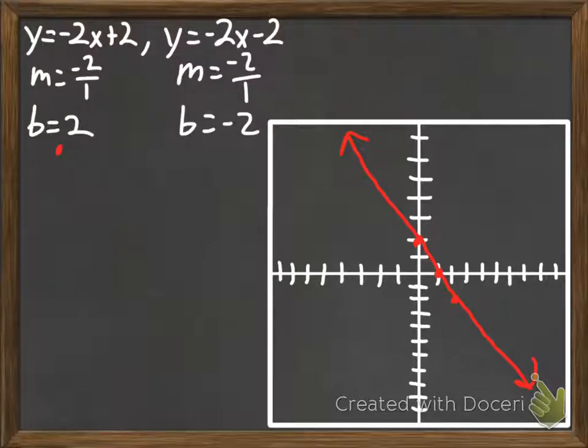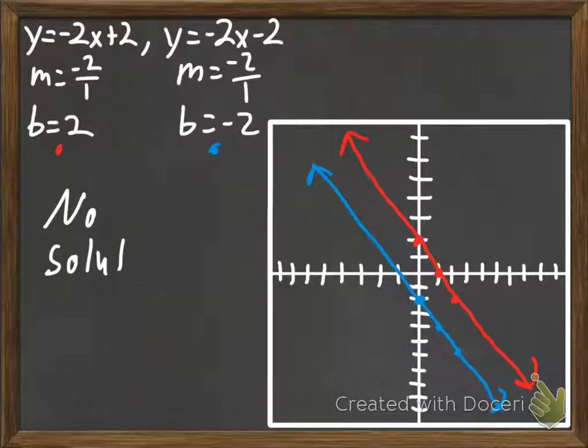But let's go ahead and graph it just to make sure. So we put our first dot at negative 2, and we're going to go down 2, right 1, down 2, right 1. And even though it may not look like it because I'm not good at drawing, these lines are parallel, which means they're never going to intersect, which means that our answer is no solution. So the solution is no solution.